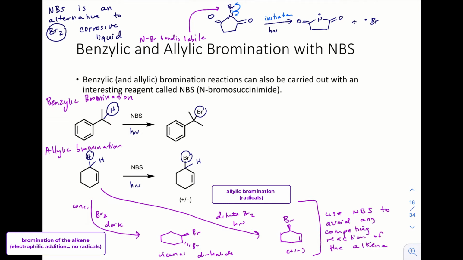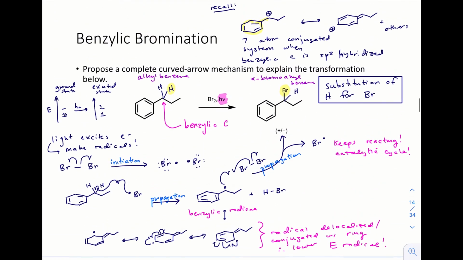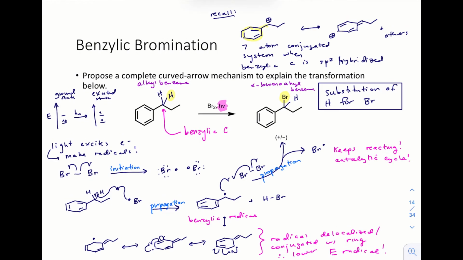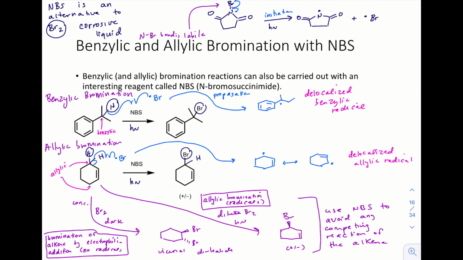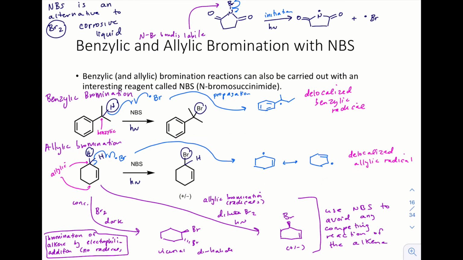If you're wondering about the mechanisms of these reactions, they are similar to the benzylic bromination with bromine in the presence of light, except that the radicals are generated by NBS. In the case of allylic bromination, the allyl radical is delocalized, just like the benzylic radical was, and we showed that on the previous slide, so I did not redraw the resonance structures here.